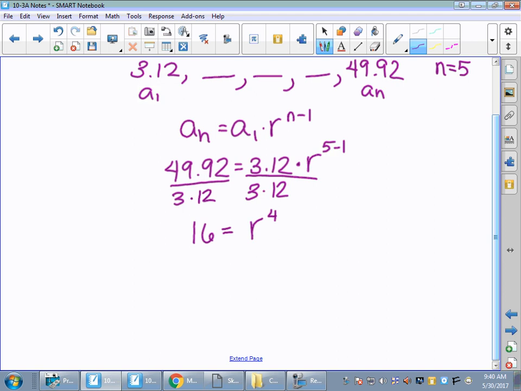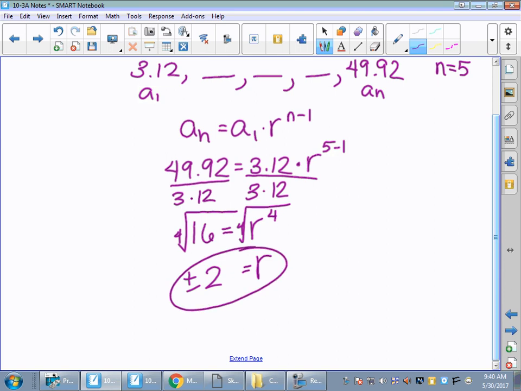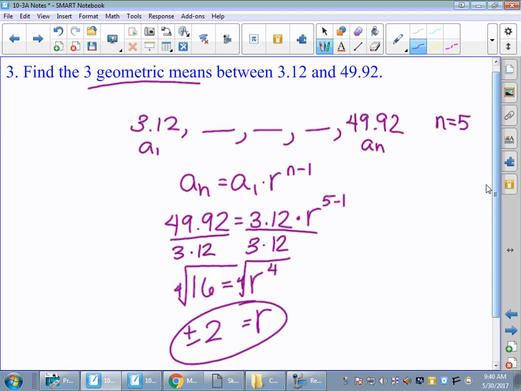To undo the 4th power of something, you take the 4th root, and r is going to equal positive and negative 2. When you have an even index, you have to say that I could have multiplied 2 by itself 4 times to get 16, or negative 2 by itself to get 16. So since they both give a positive 16, we have to include the plus or minus. Now, if it was an odd amount, you can't do that, because if you have an odd amount of multiplications, a negative would in fact be negative. So what this tells me is that there's actually 2 different sets of geometric means.